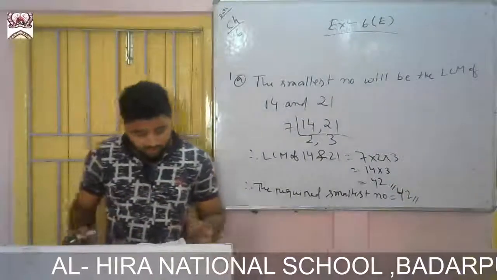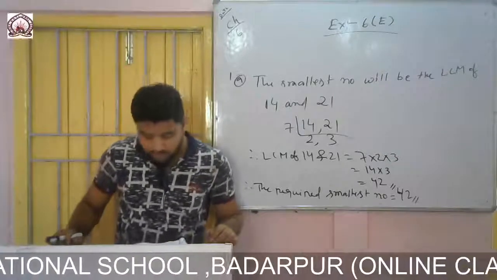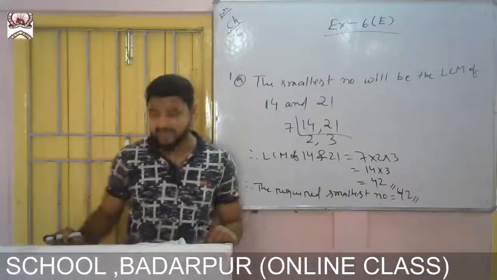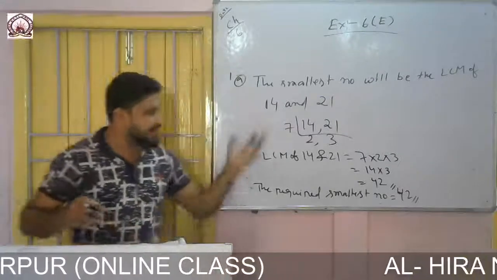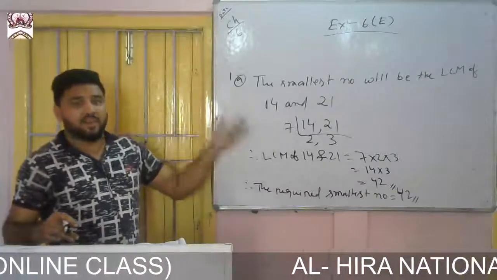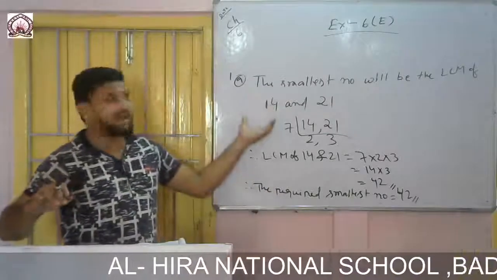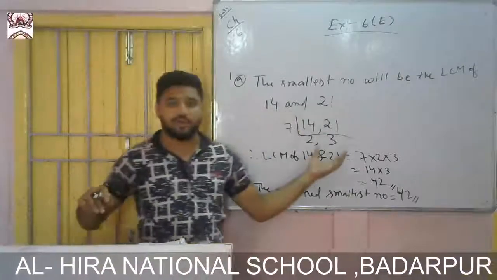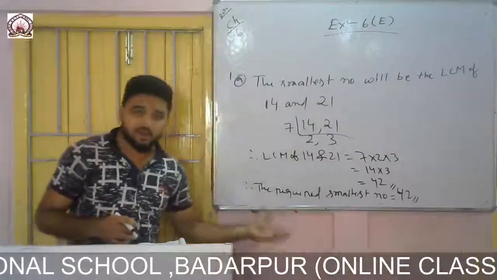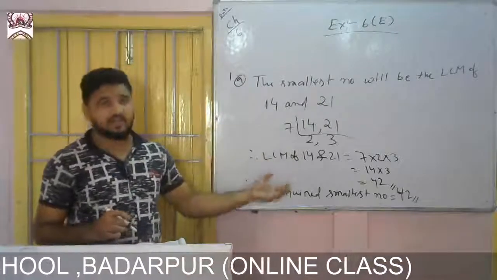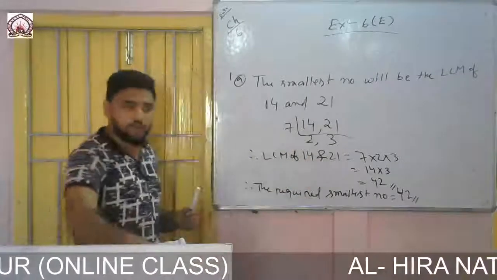Now what is there in question number 2? It is the same, find the smallest number that is divisible by 27 and 36. It is the same as question number 1, so you try it at your home. That means find the smallest number which can divide 27 and 36, exactly like 14 and 21. So take the LCM of 27 and 36, and the LCM of 27 and 36 will be the answer. So you practice this at your home.